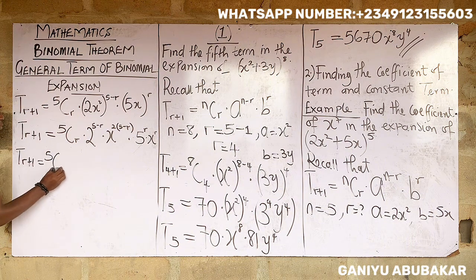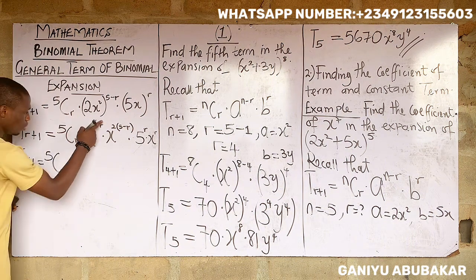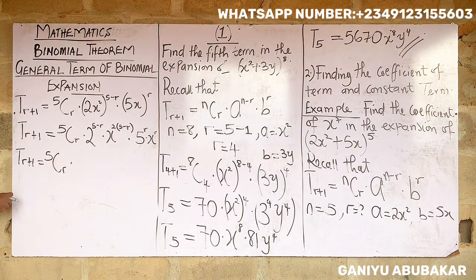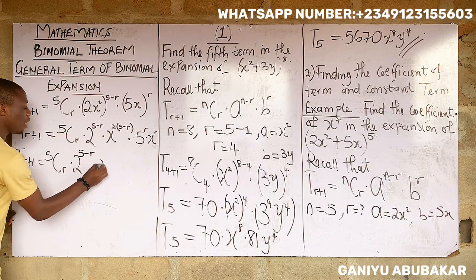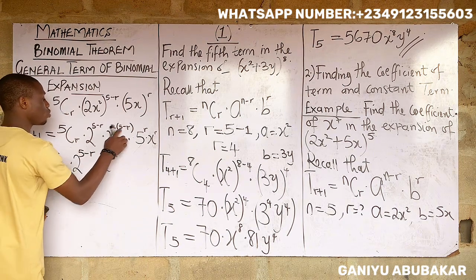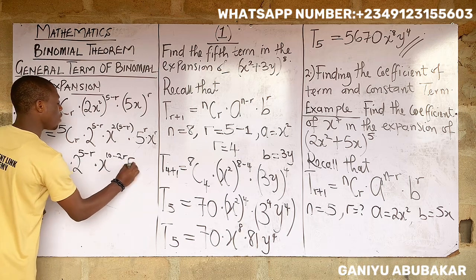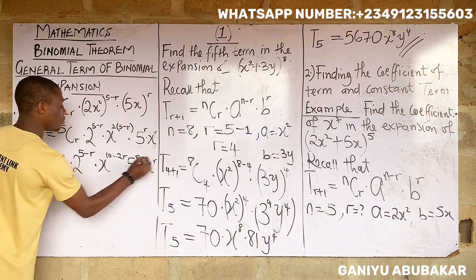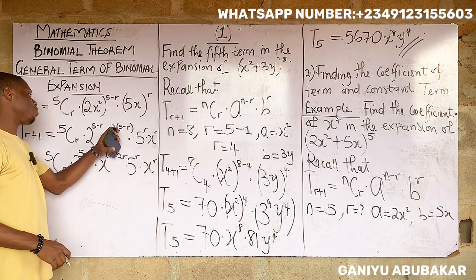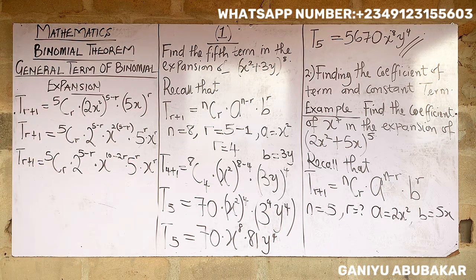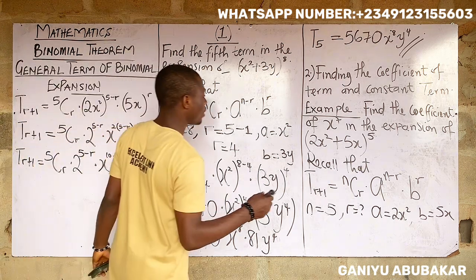So 5 combination r, from here if I apply the idea of indices, what do I get? Perhaps let me just proceed. 2 to the power 5 minus r, times x to the power 2 times 5, which is 10, minus 2 times r, 2r, times 5 to the power r, times x to the power r. Are we there? Expand this: 2 times 5 is 10, minus 2 times r is 2r. So from here now I'll still apply indices here, right?